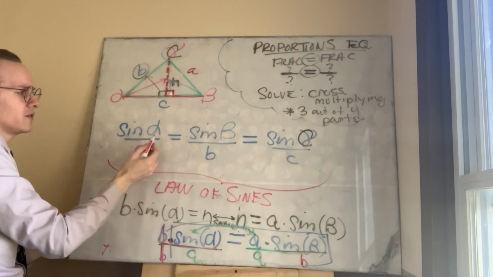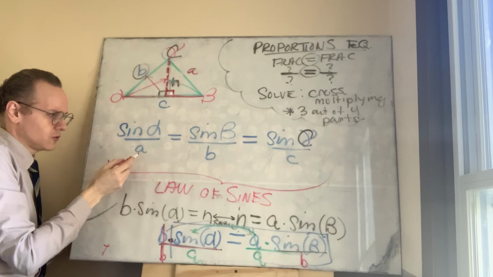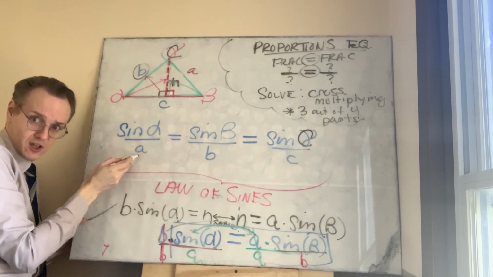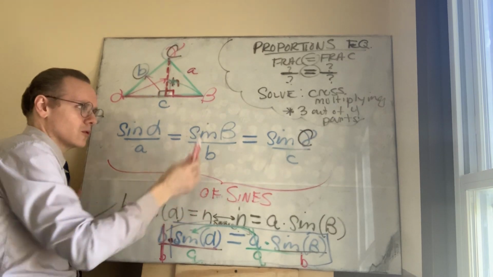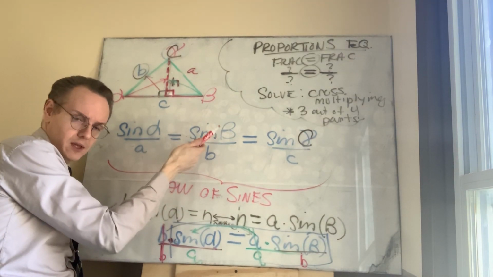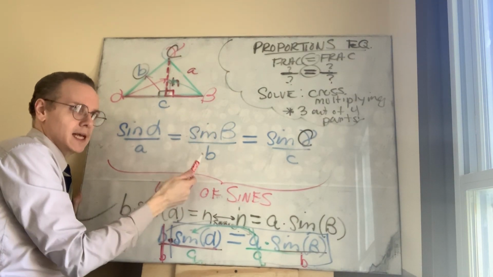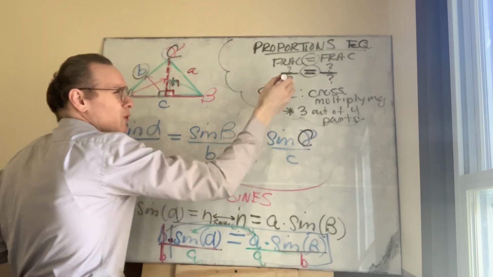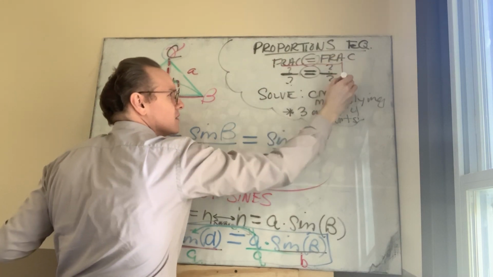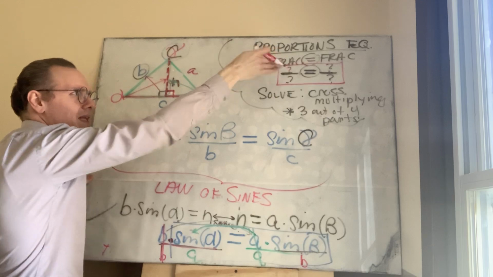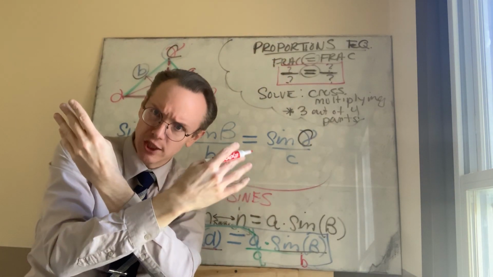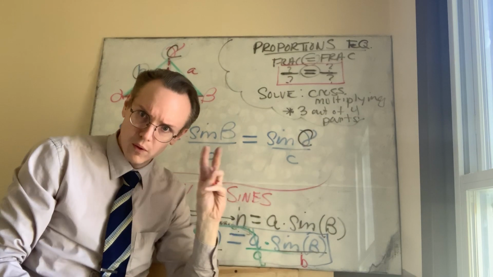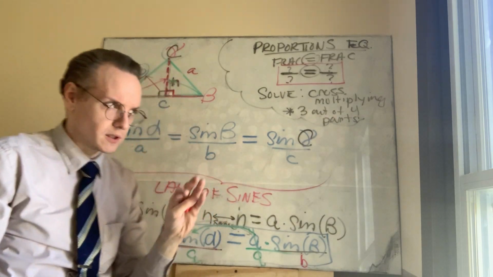That the ratio of an angle to its related side dimension is equal to the ratio of a different angle and its related side dimension. Now, we're aiming at making this simulate the proportions equation, because then we can apply a cross multiplication technique to solve for one of the four pieces.